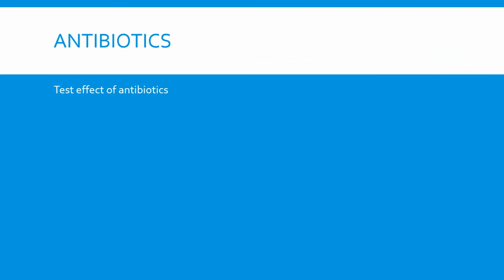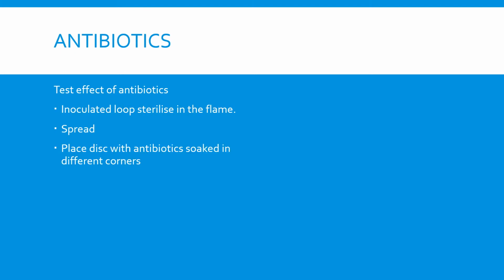Antibiotics. Test for the effects of antibiotics. Well, you get an inoculating loop and you sterilize it in a flame. This will kill any bacteria that was on the loop. Then you put the loop into the bacteria that you're testing for and spread it onto a petri dish. Then you have a disc, and at different corners of that disc, they're soaked in different antibiotics. And then you place that disc on top of the petri dish in which you put the spread on.